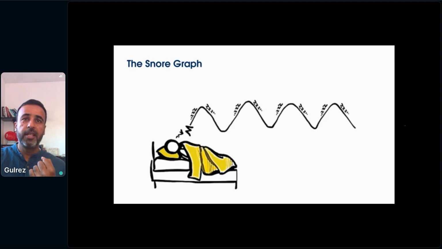This is a chapter from my book, Drawing Data with Kids, where my daughter created the snore graph. I have sleep apnea, so I snore a lot. She woke up early in the morning and created this pattern of me snoring. It goes up and then it goes down. It's fun, but you learn something. There's also a sneeze graph, which is another thing I used for my kids to share different patterns.